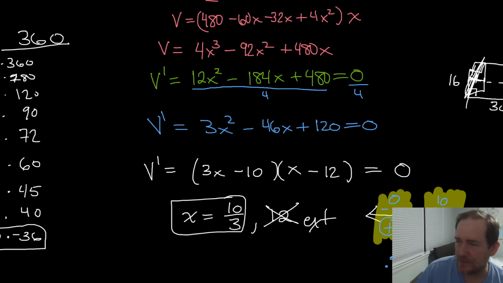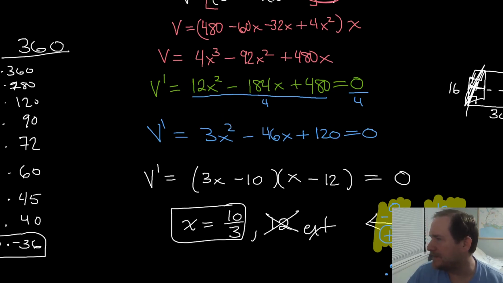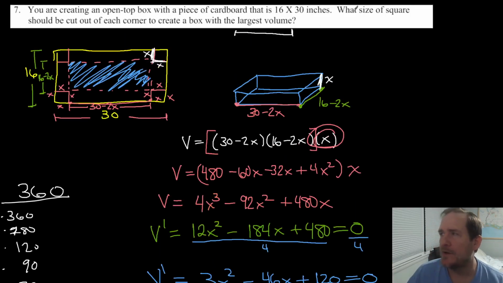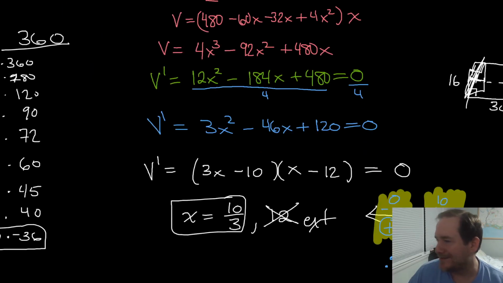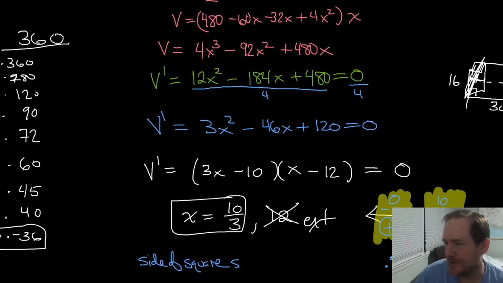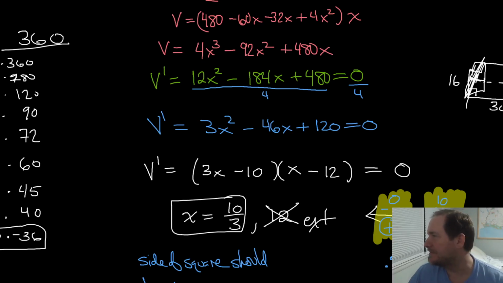All right, but whatever. We did our sign test. Now, what are we actually doing? We're trying to find just the side of the square. Is that all they asked for? What size of square should be cut? Yeah, that's all they asked for. So we're actually done. Just x equals 10 thirds is the answer. You'd say side of square should be 10 thirds inches. I assume it's inches. I think everything's been inches, just in case. Yeah, it's inches.